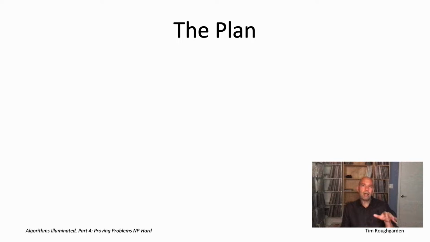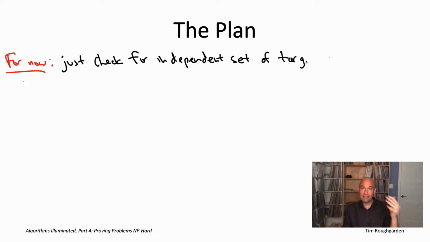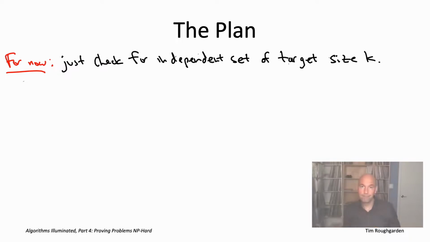So just for this slide, rather than worrying about the optimization version of the independent set problem, where you have to find a maximum size independent set, let's just worry about the feasibility version, where I give you a graph and I give you a target independent set size k, like 173, and your job is just to figure out whether or not there's an independent set that has size at least 173. That's all I'm going to ask from you on this slide.